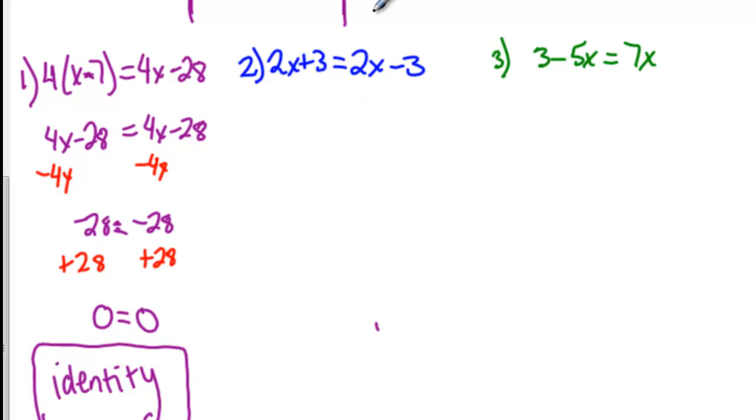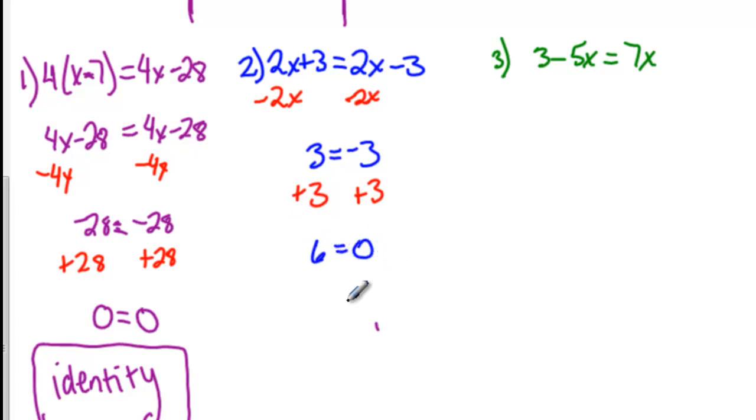All right, for number 2, I'm guessing you moved your 2x's over. So minus 2x, minus 2x. And then you get 3 equals -3. And then maybe, because you guys still like to move stuff, you like a 0 somewhere. So we'll move the 3 over. And then we're going to get 6 equals 0. And then you usually figure out you're done.